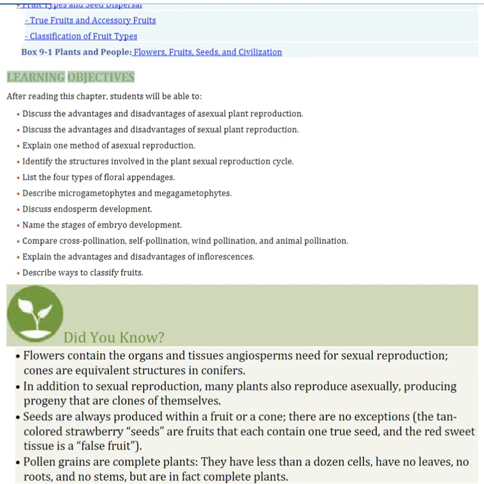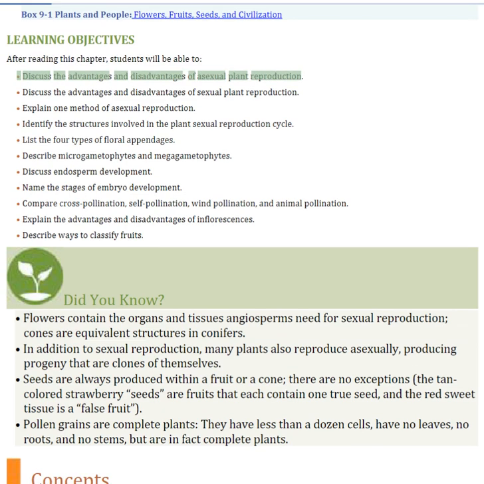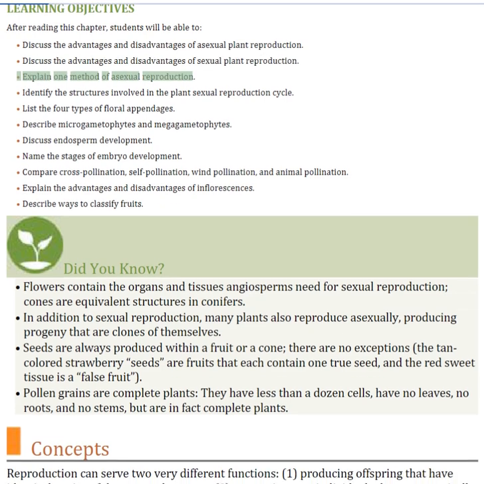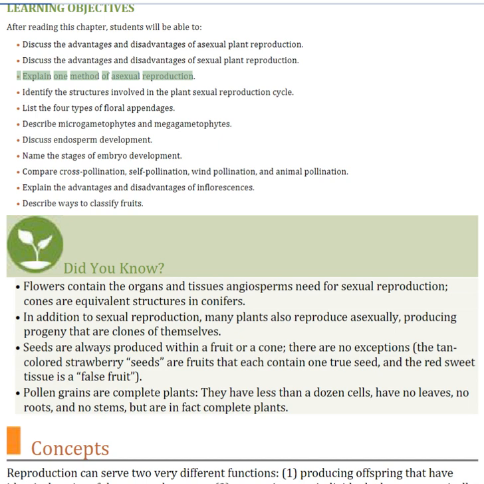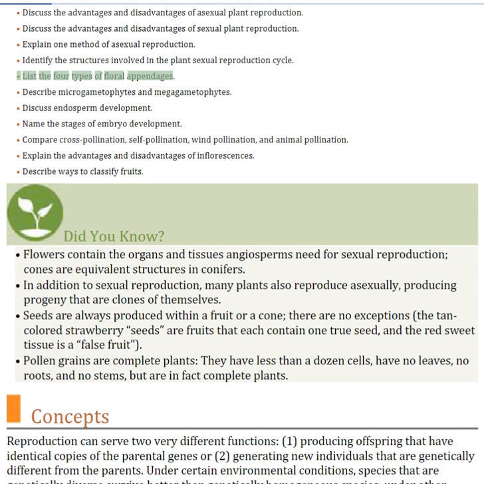Learning objectives. After reading this chapter, students will be able to discuss the advantages and disadvantages of asexual plant reproduction. Discuss the advantages and disadvantages of sexual plant reproduction. Explain one method of asexual reproduction. Identify the structures involved in the plant's sexual reproduction cycle. List the 4 types of floral appendages.